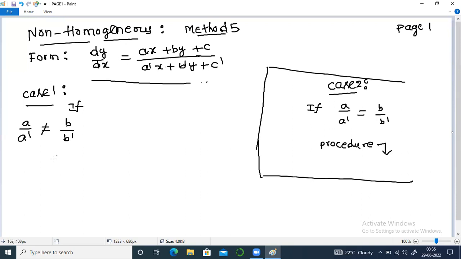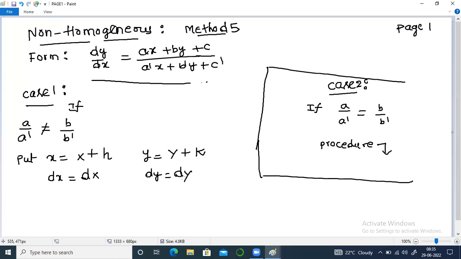In that case, first put small x is equal to capital X plus h, and small y is equal to capital Y plus k. Then what does the equation become? If you differentiate both sides, d small x is equal to d capital X, since dh becomes 0 because h is constant, and d small y is equal to d capital Y.